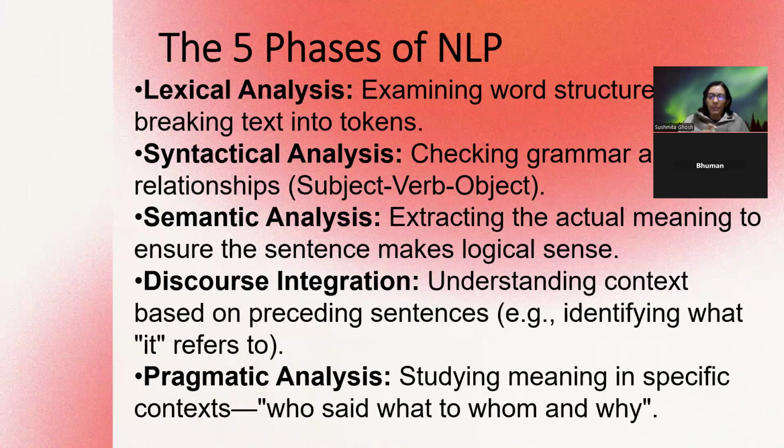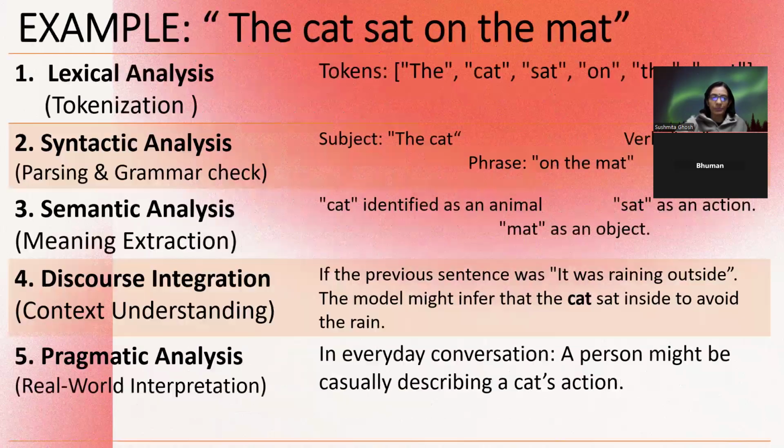Right? Then we have the discourse integration, where you talk about understanding the context with the previous sentence in reference to the previous sentence. And the pragmatic analysis, which is creating a specific context for the whole thing, that who said what to whom and why. Then he will be able to frame that whole thing, understand it also, and accordingly frame back, right? So these 5 steps are very, very significant.